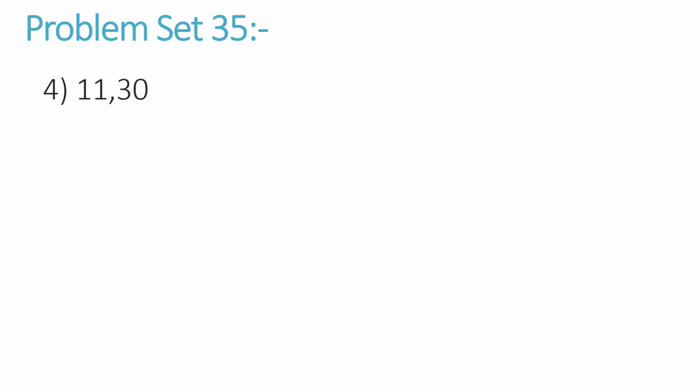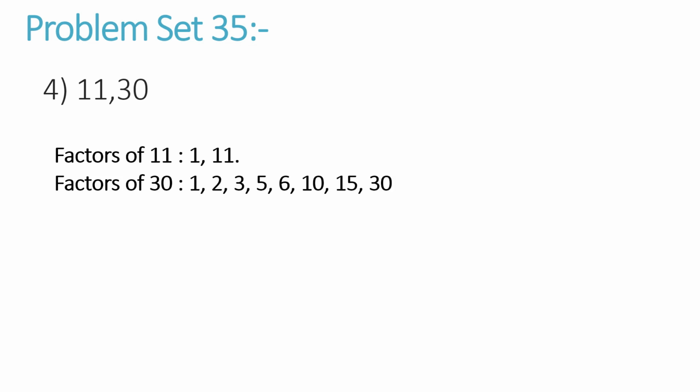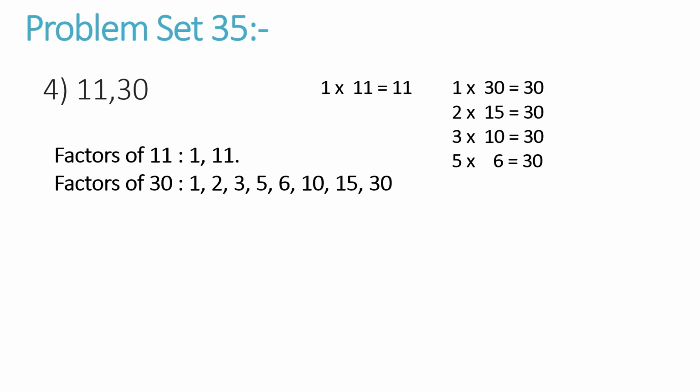Now let us do the fourth sum, 11 and 30. So first find the factors of 11. Now 1 11 is 11 and 11 1 is 11. So only two factors you are getting here. And 30: 1 30 is 30, 2 15s are 30, 3 10s are 30 and 5 6s are 30. And again 6 5s are 30, 10 3s are 30, 15 2s are 30 and 30 1 is 30. So all the factors you are getting here.